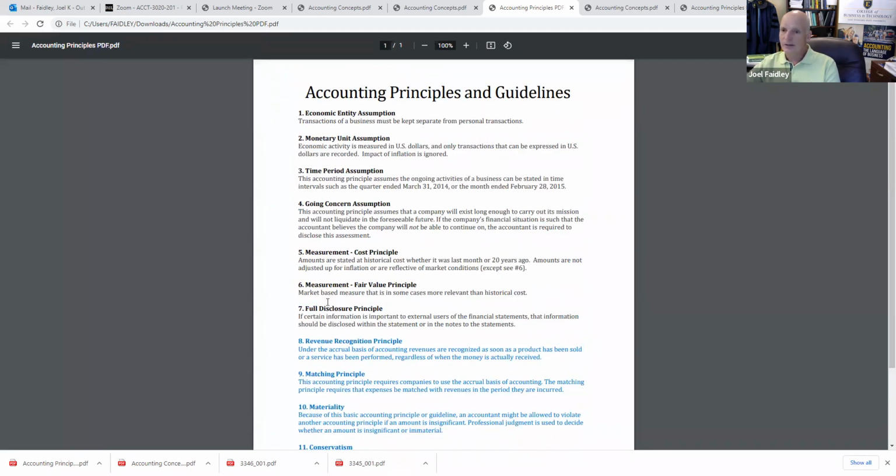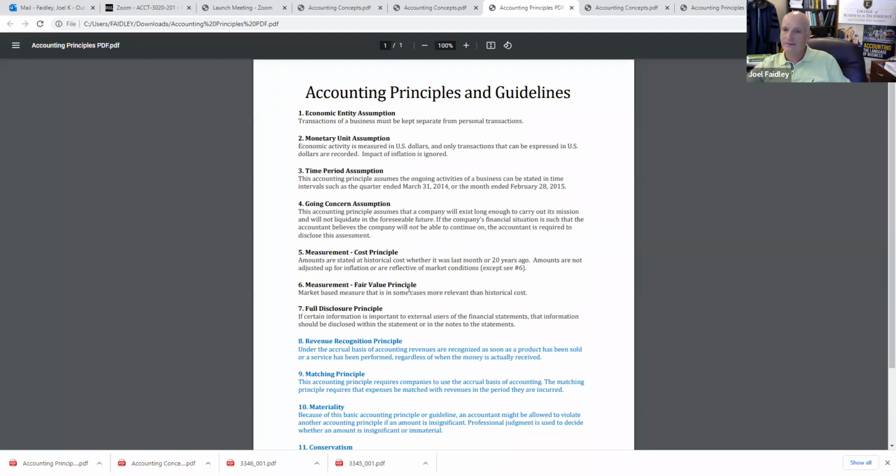Now, the others up here at the top, 1 through 7, full disclosure, that's going to be an important part of the materiality case as well, although I don't specifically refer to that here like I would in the case. The measurement principles, that cost principle, whatever you paid for an item, that's considered the cost principle. Fair value, in some cases, more relevant than historical cost.